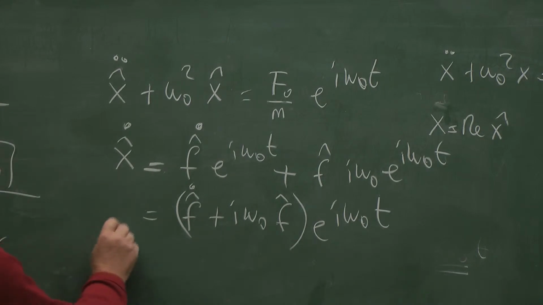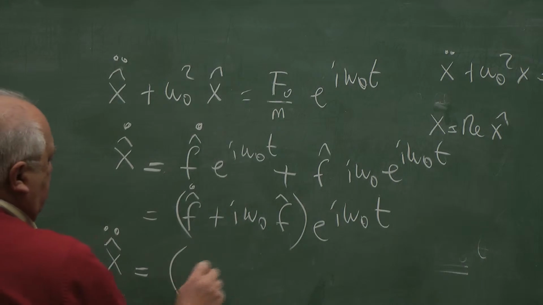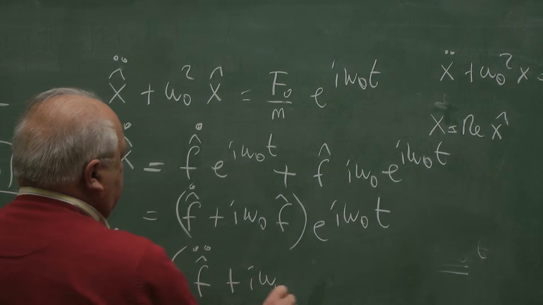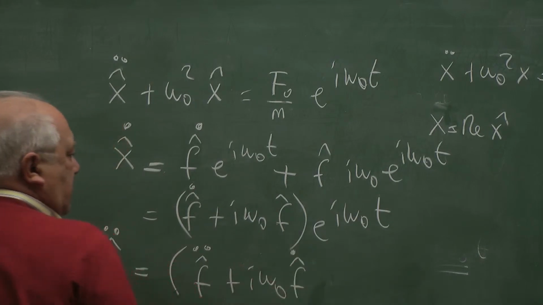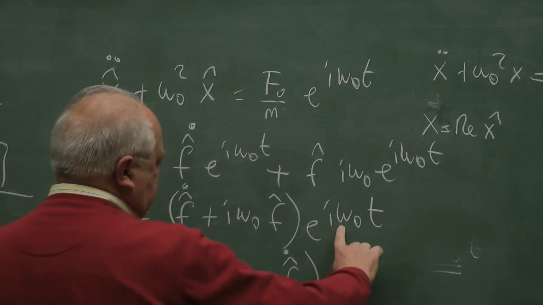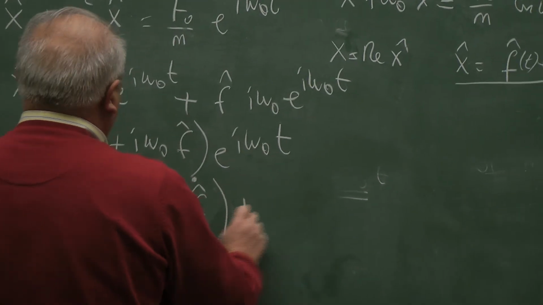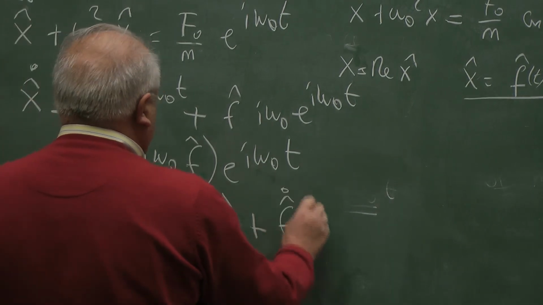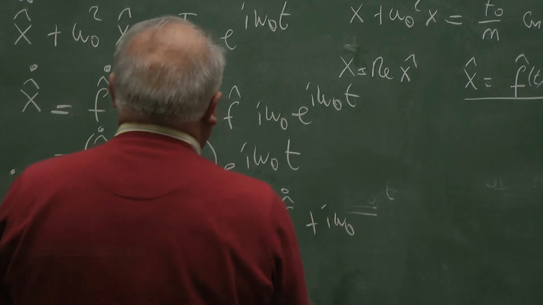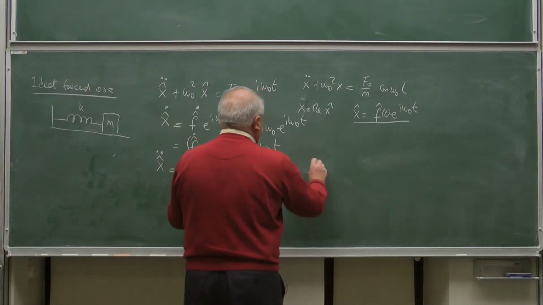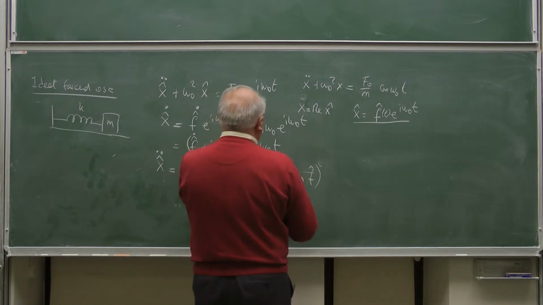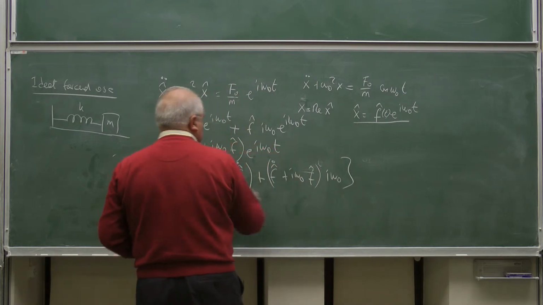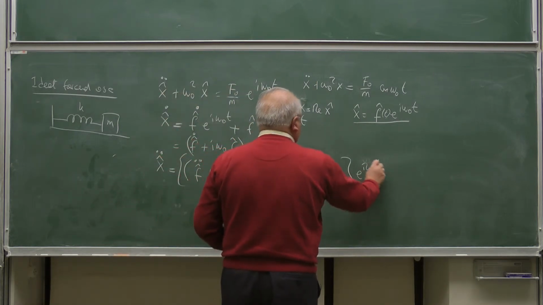And x double dot is f double dot plus i omega 0 f dot times this, plus this thing times the derivative of that, f dot plus i omega 0 f, times the derivative here, i omega 0, everything multiplied by e to the i omega 0 t.